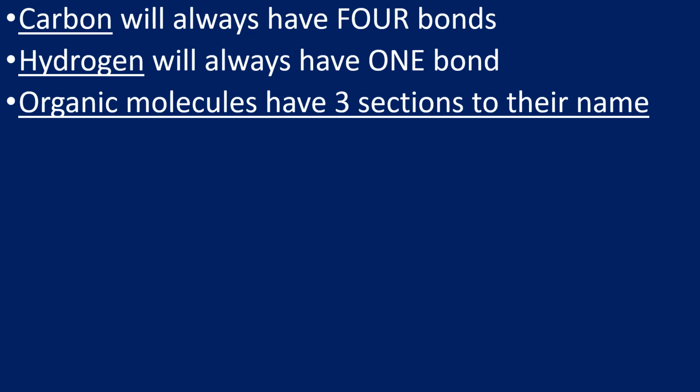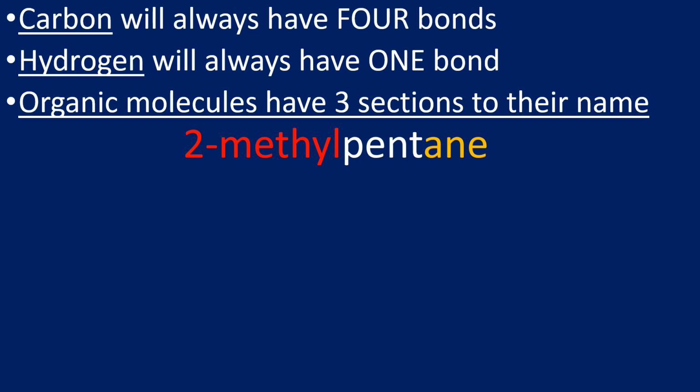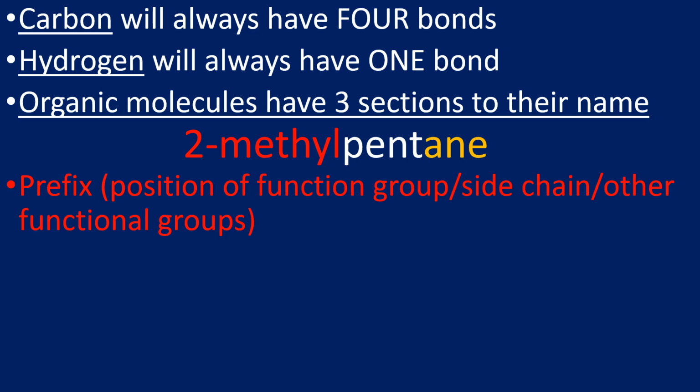Now, when we name organic molecules, there's 3 sections to the name. To make this simple, I've put them in 3 different colours. So we have something at the beginning that we call a prefix, which is usually to name any side chains or the position of any side chains. And also if there's any other functional groups. So if we have 2 functional groups, you may have a prefix of one of the functional groups. And also some functional groups actually come as a prefix. And we'll see that when we look at haloalkanes. So that's the prefix, the bit at the beginning.